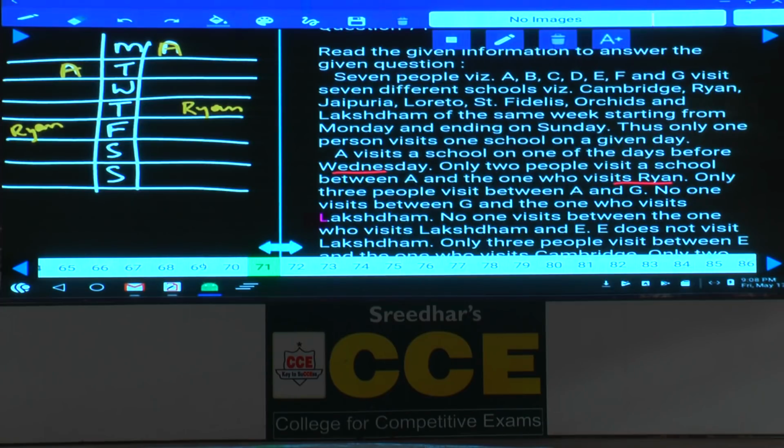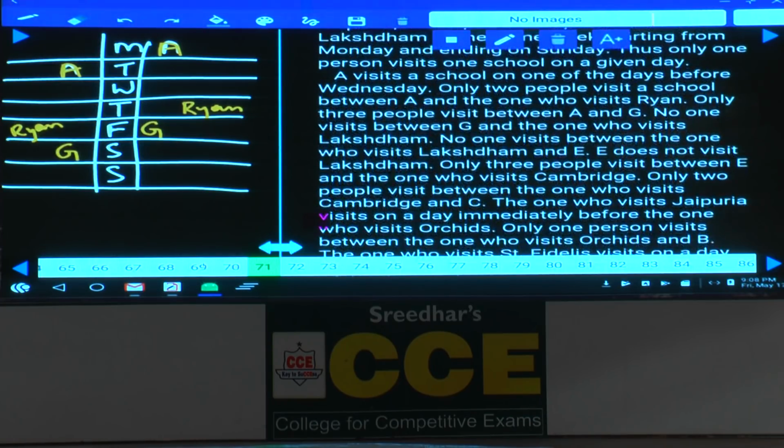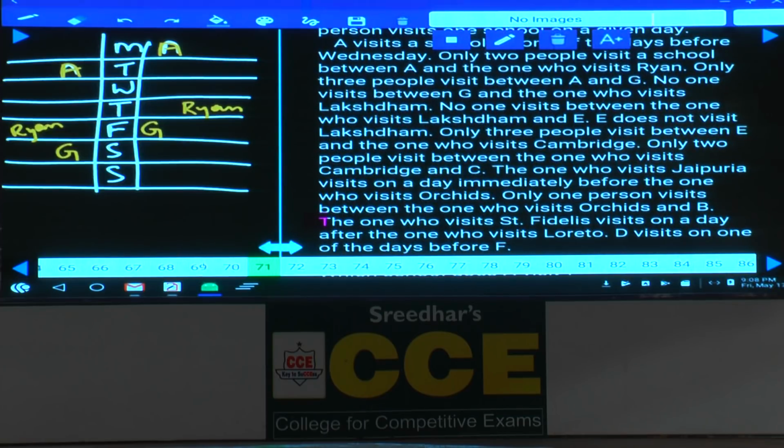Then only 3 people visit between A and G. Between A and G, how many people? There must be exactly 3. Here also there are exactly 3 people between A and G. And next one, no one visits between G and the one who visits Lakshadam. Hence, as there is no person in between G and Lakshadam, these 2 persons must be adjacent to each other. So in the first case, Lakshadam is here, and in the second case, Lakshadam must be at this place. Done?